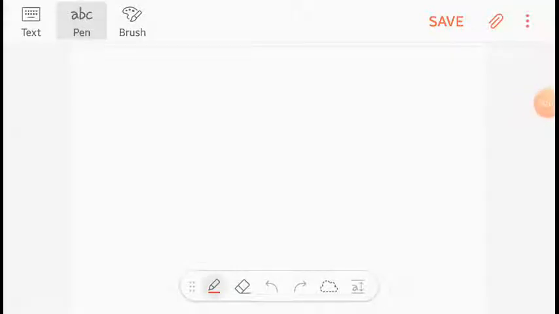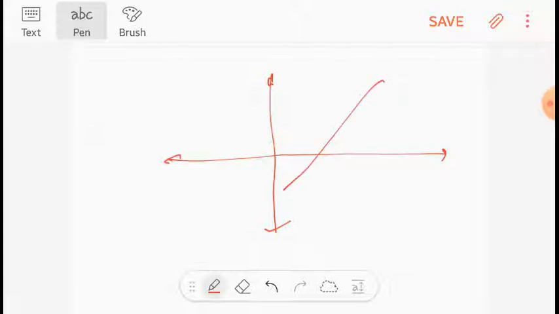Hello everyone. So today we start a new chapter, that is equation of straight line. Before starting this chapter, we need to know first of all about the inclination of a line, or you can say the slope of a line. If you have a coordinate axis like this, and you have a line like that, what is the inclination of this line actually?